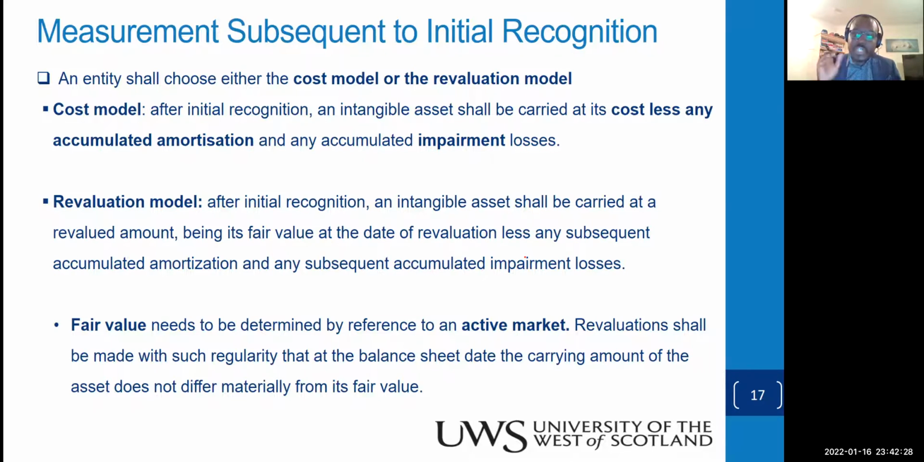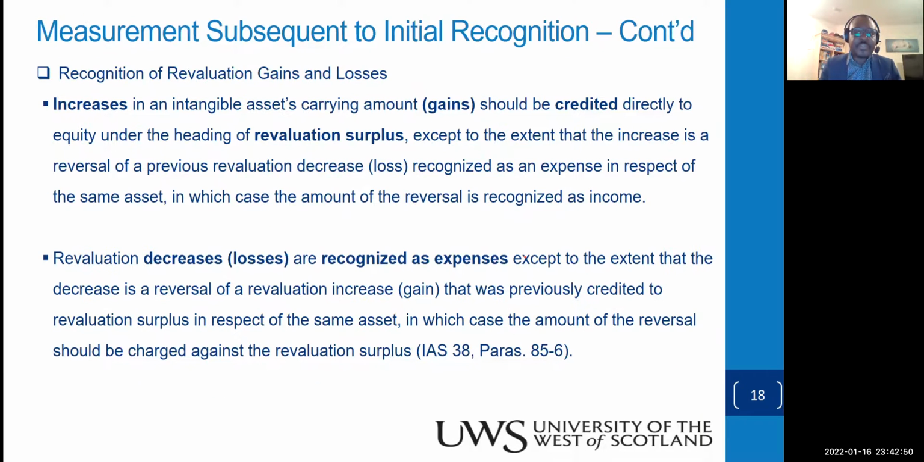Revaluation will deal with the fair value, not what is on the books, not the carrying amount. So take note of that. Fair value, we need to reference it to an active market. And always under revaluation, these revaluations must be made frequently, regularly, to ensure that it is always up to date with the market values. Again, any increases in the intangible carrying amount, the carrying amount on the books, is a gain.